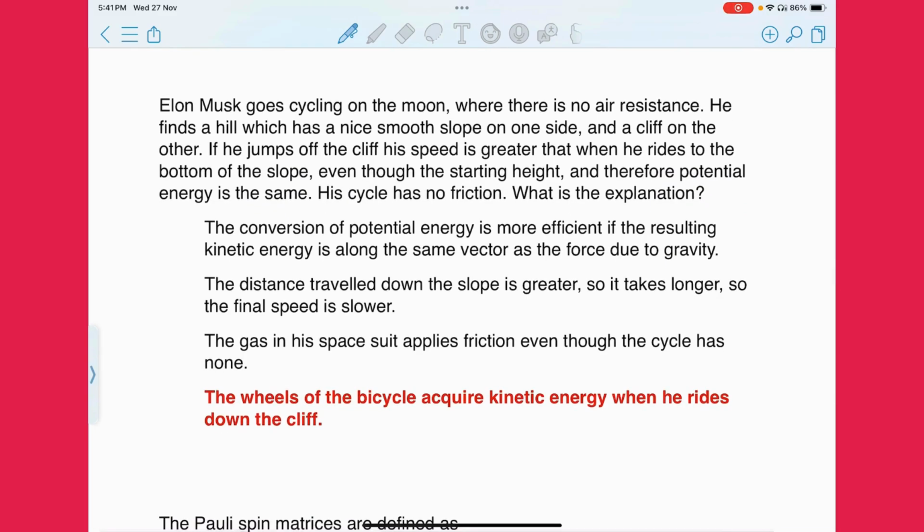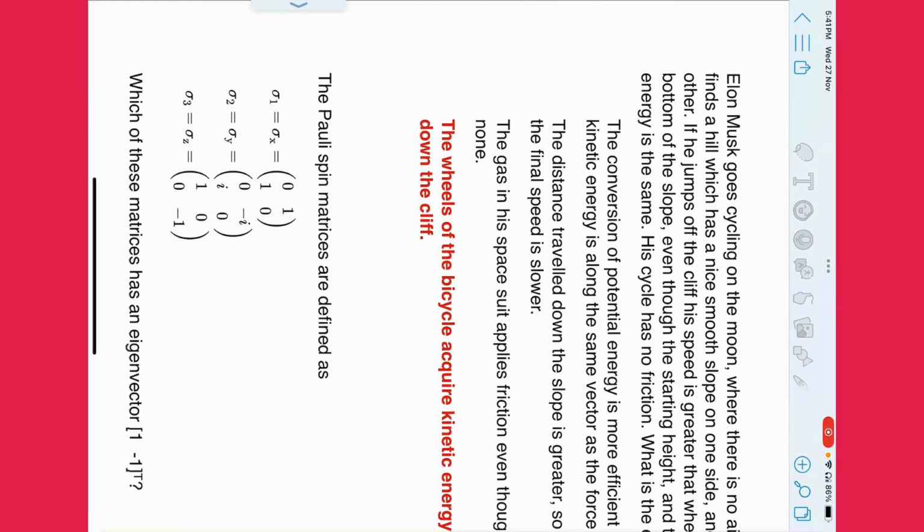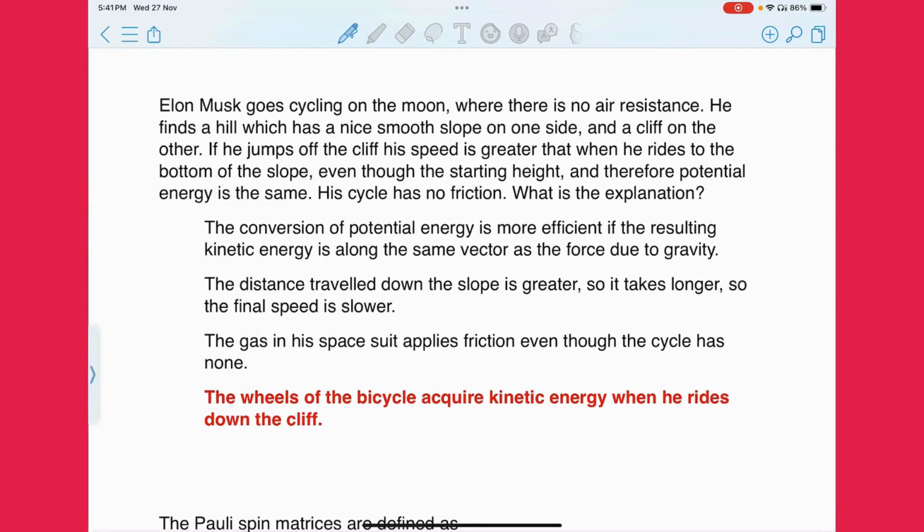Elon Musk goes cycling on the moon where there is no air resistance. He finds a hill which has a nice smooth slope on one side and a cliff on the other. If he jumps off the cliff, his speed is greater than when he rides to the bottom of the slope, even though the starting height and therefore the potential energy is the same. The cycle has no friction. What is the explanation? So listen carefully.